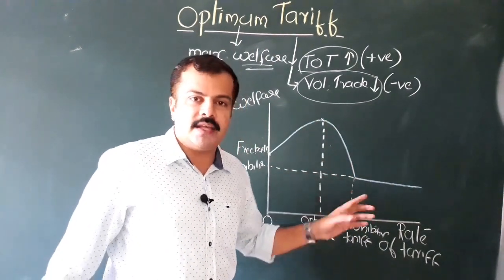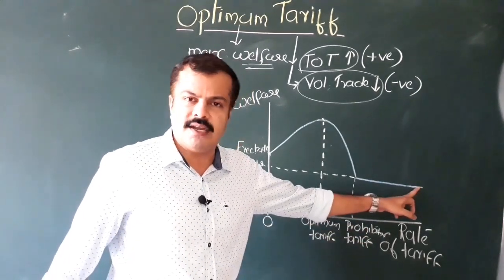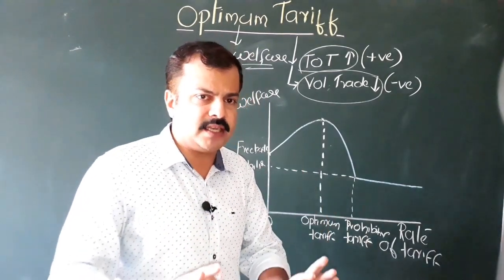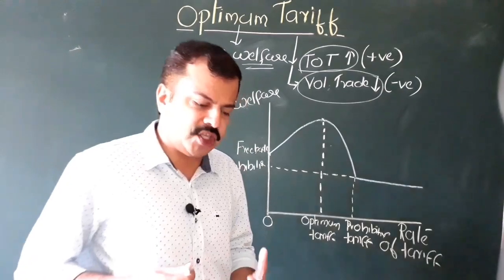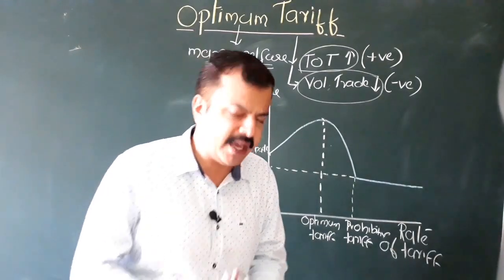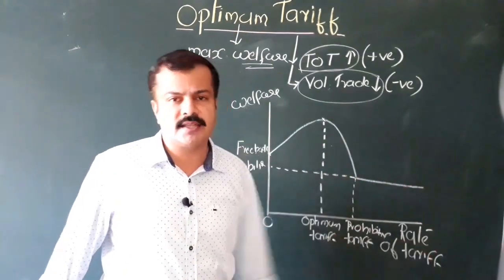If the country continues to impose tariff even after reaching optimum tariff, welfare will reduce, and it will reduce until we reach the prohibitive level of tariff, after which welfare will be essentially constant, because after the prohibitive tariff there is no import, as the rate of tariff is so high. So we are not talking about welfare after the prohibitive tariff.